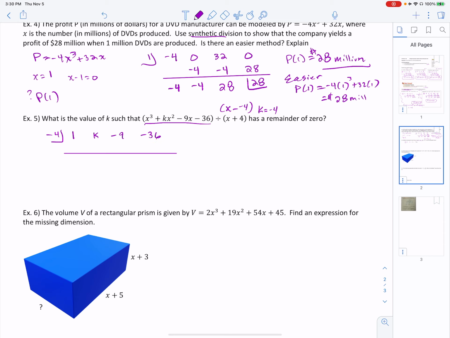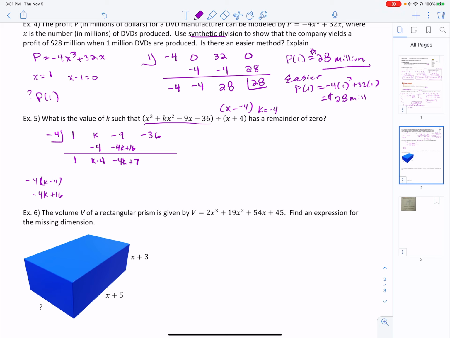And so here we go. Bring down the 1, multiply by negative 4. Now the trick here is k plus a negative 4 is just k minus 4, and we're going to work with that binomial, that expression. It's a little abstract. And I'm going to take that k minus 4 times negative 4, getting negative 4k plus 16. And that goes underneath this next term. And when I add those, the negative 9 and 16 are like terms. So I get negative 4k plus 7.